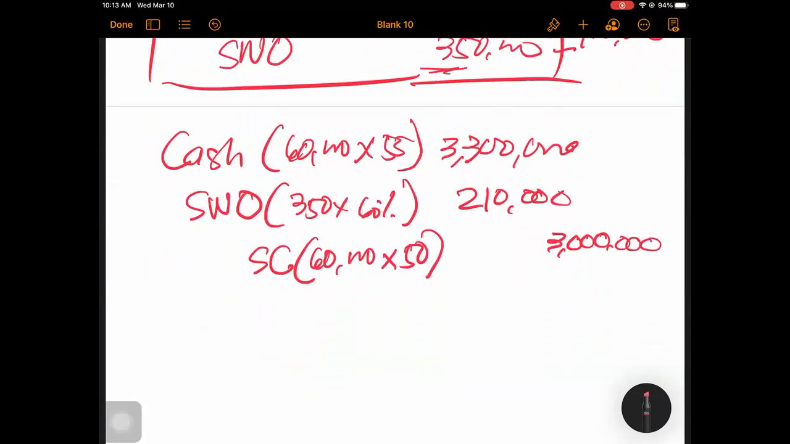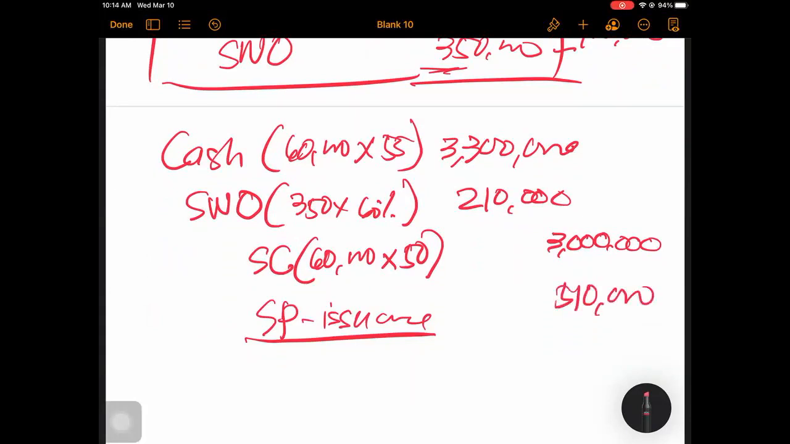So unsa atong account to be used for the balance, for the residual amount? So we use the account share premium from issuance. Pwede ra pod share premium. Okay, the balance 3,300,000 plus 210, minus 3 million. So you have share premium of 510,000.